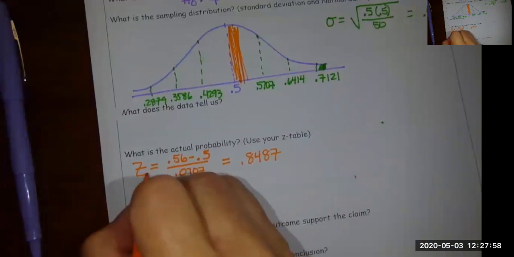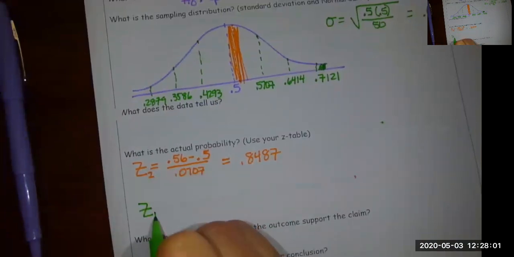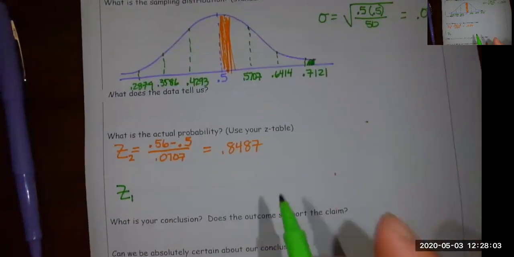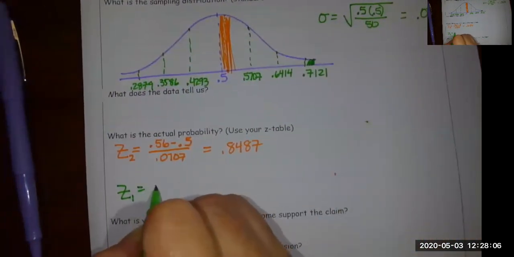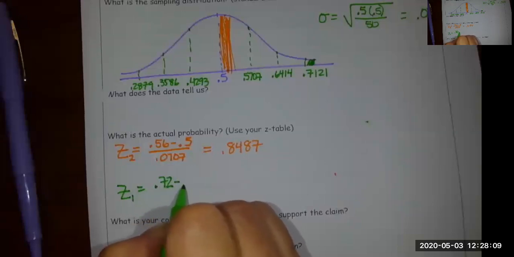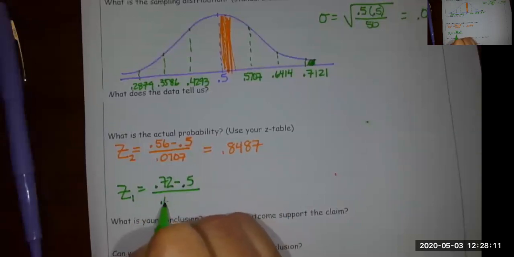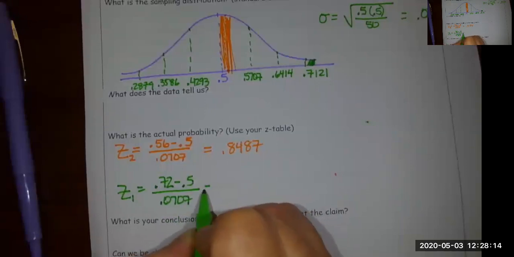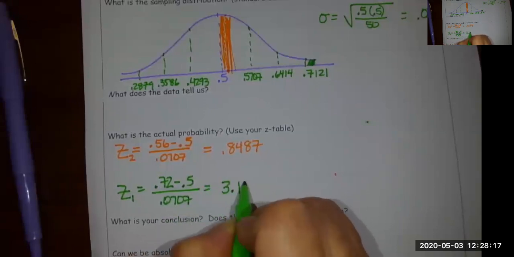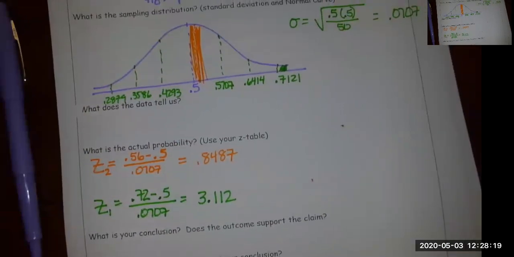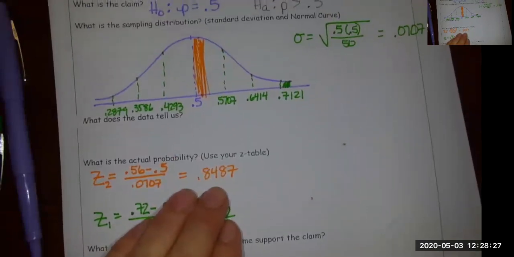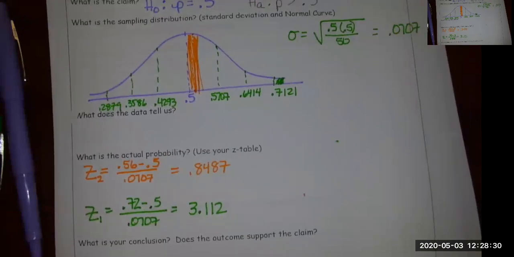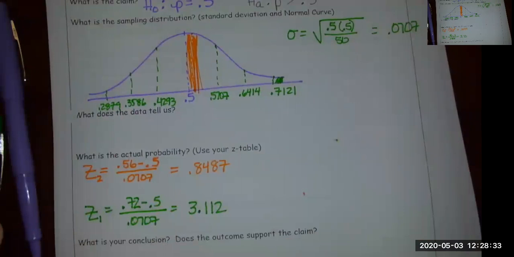And then we've got our other sample that we did. I'm going to call the first sample we took Z1, and the second sample Z2, which is 0.72 minus 0.5 over the standard deviation. Now you pull out your Z table. Do you remember how? You want greater than, right? The Z table always reads to the left. So if you want the right, you have to do 1 minus.